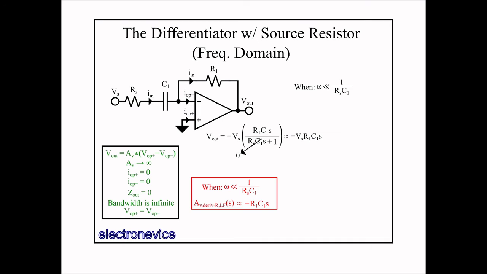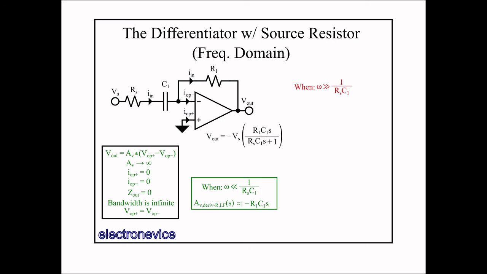This tallies with our intuition that at low frequencies, C1 is a high impedance. So if we want a pure differentiator, so long as the frequencies are much lower than 1 over Rs C1 radians per second, then the circuit will act like a pure differentiator.